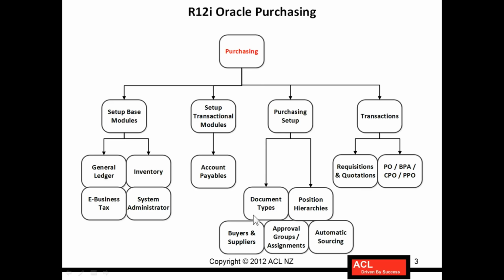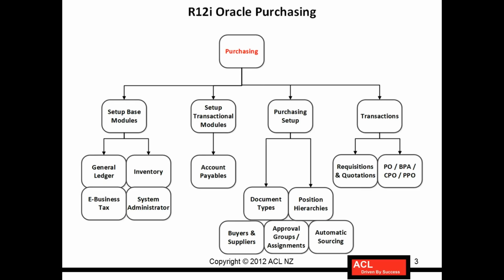So what I've done out here, I've simply listed down the key setups required for implementing the purchasing module, which includes setting up your document types. Document types could be purchase orders or blanket purchase agreements, which are also called BPAs, or contract purchase agreements. So basically for each of these document types, you indicate your security and access within your organization, and whether you would like some special approvals or a standard approval.